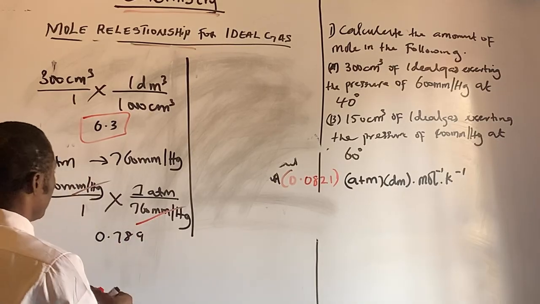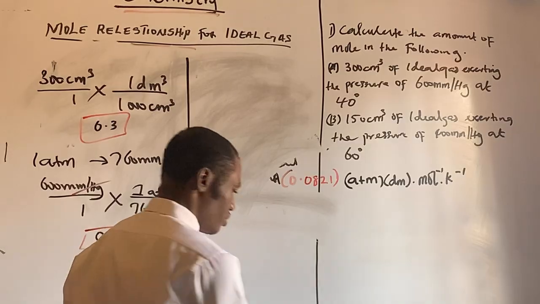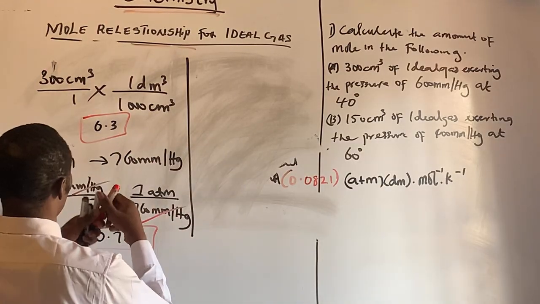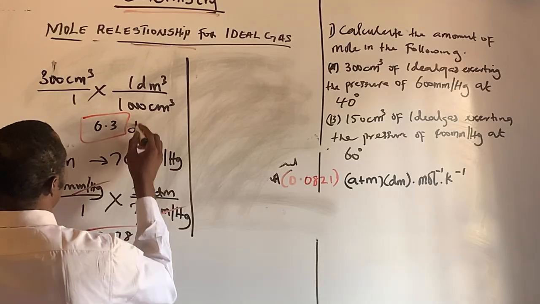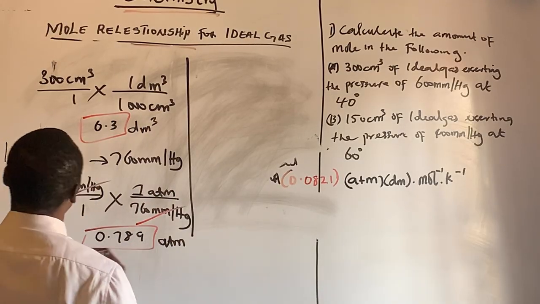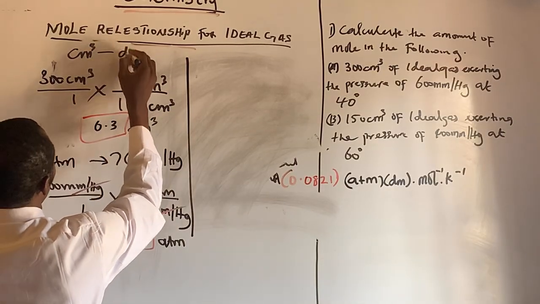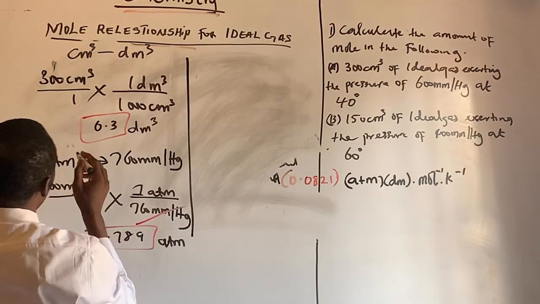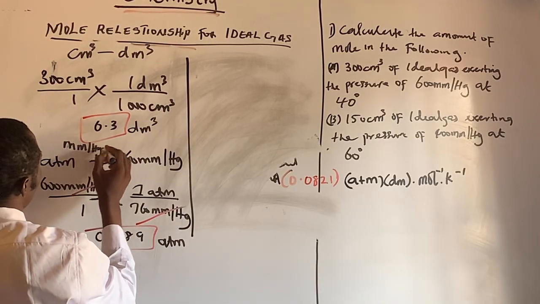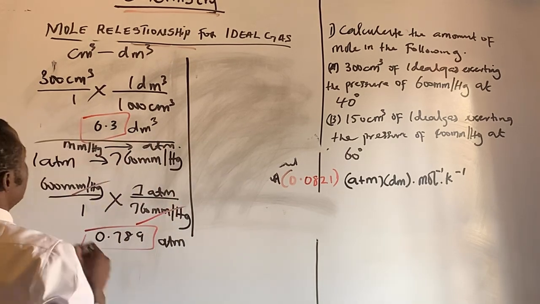0.789. Okay, let's keep that down. Is there any other thing to convert? Yeah, 0.789. All right, should we put the units? Of course, this is dm3. And then this is what? ATM. All right, from here we are converting from cm3 to dm3. Here we are converting from millimeter mercury to ATM. All right, so please take note of that.